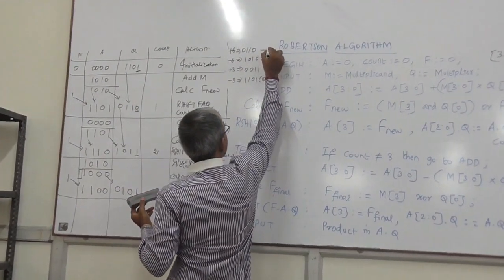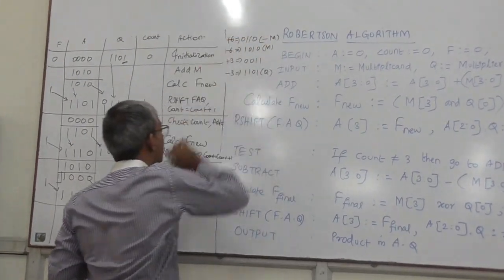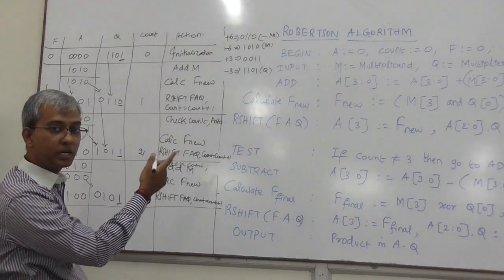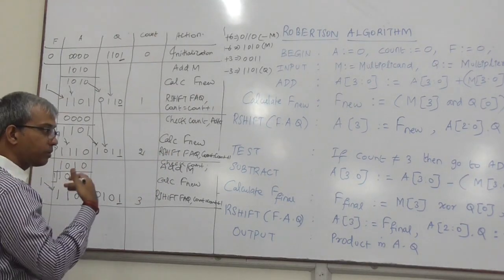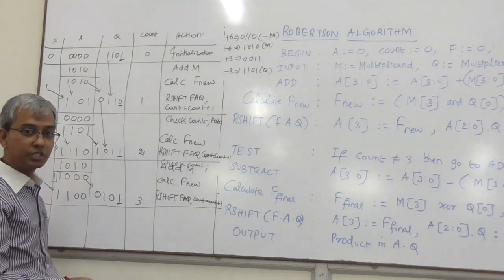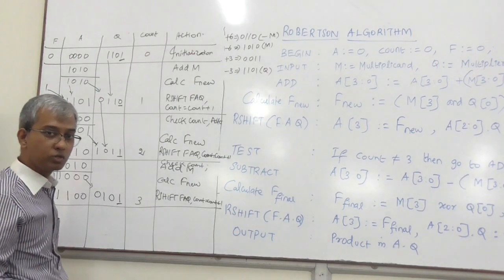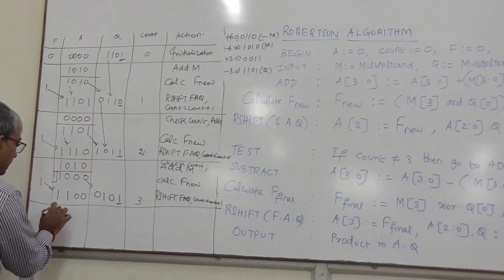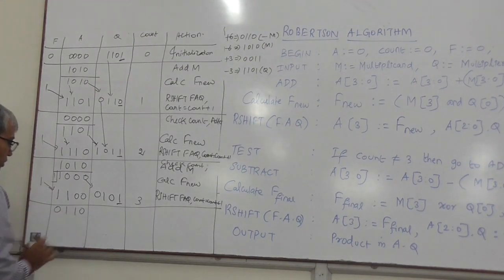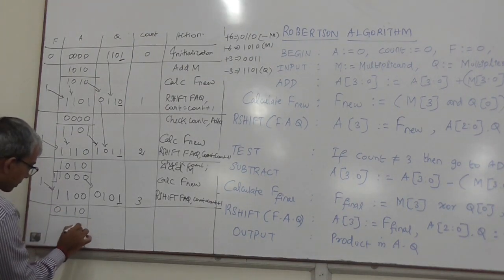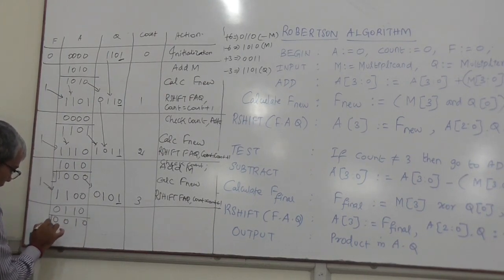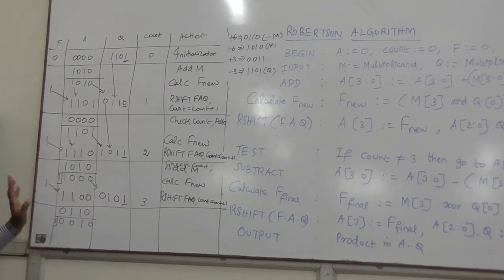This is your minus M. So 0, 1, 1, 0 will be added here, right? This is important. Since this is 2's complement, it is possible. The subtraction operation can be converted to an addition operation by taking the 2's complement of the number. So I will take the 2's complement of the number and the value is 0, 1, 1, 0. So this will be added here: 0, 1, 1, 1, 0, 1, 1, 0, 1. End of carry is there.